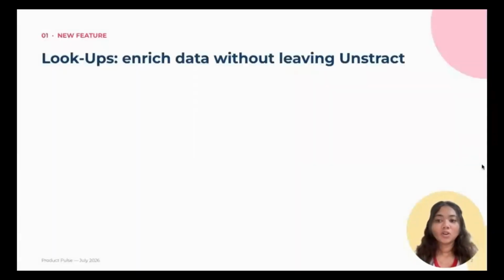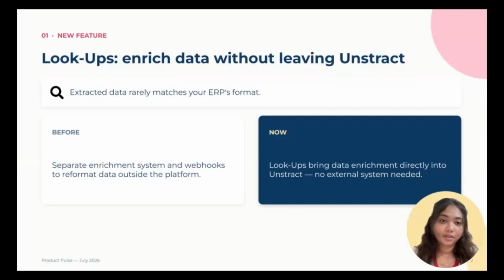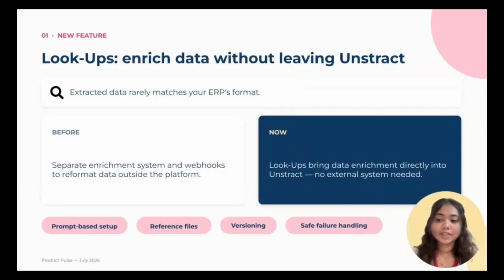Update number one, lookups. How many of you need to post process extracted data before sending it to your destination systems? This happens because document data rarely matches the format your business systems expect. Until now, you'd handle this in a separate enrichment system, formatting the data the way you need it, and Unstract supported this through webhooks. What's new now is that Unstract supports data enrichment without ever having to leave the platform with its built in lookup feature. Lookups come with a prompt based setup, reference files, versioning, safe failure handling, and a lot more.